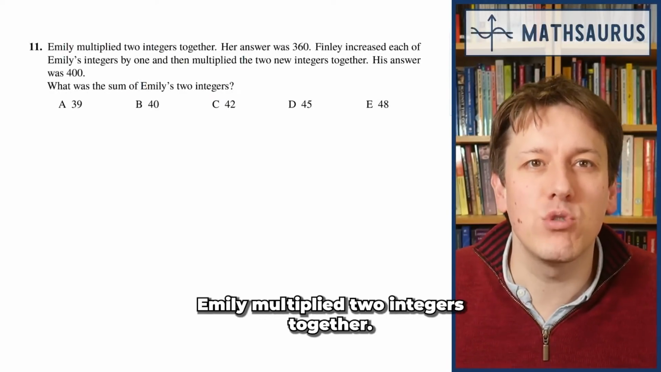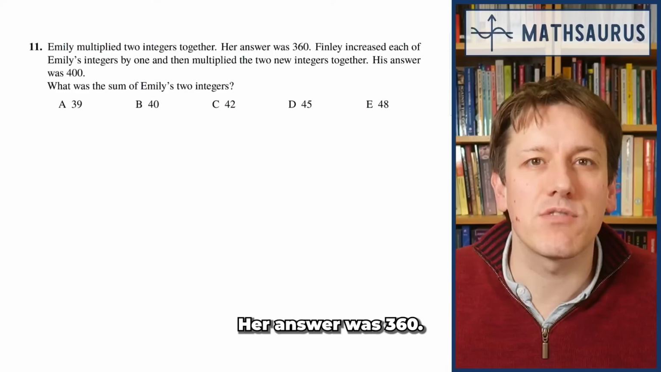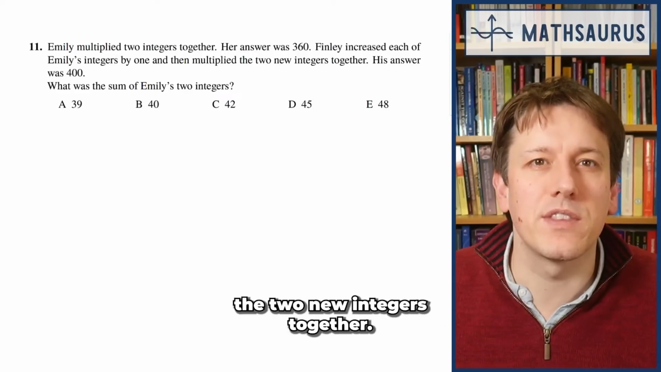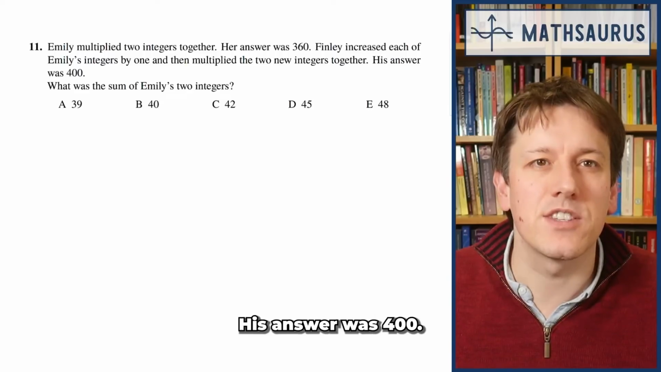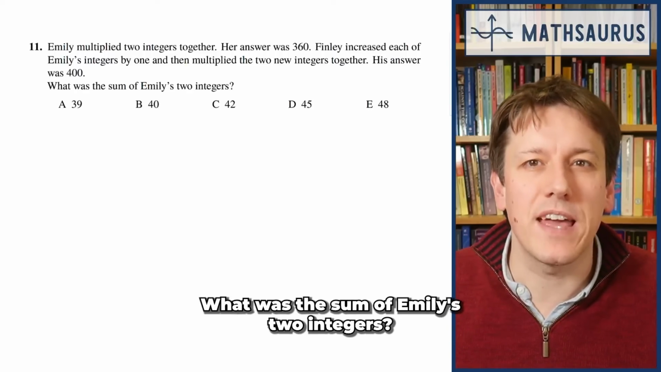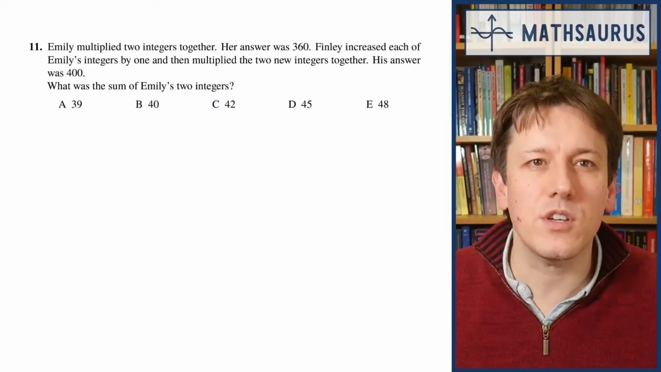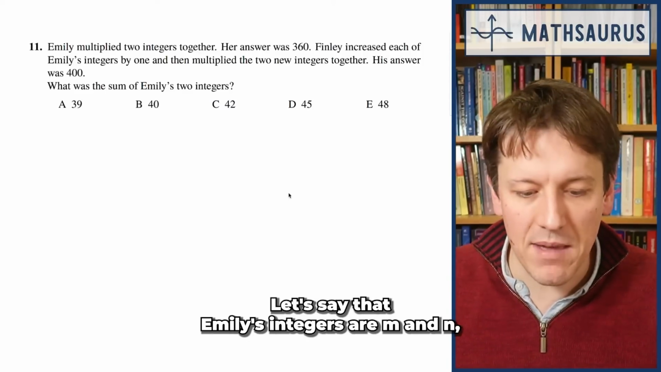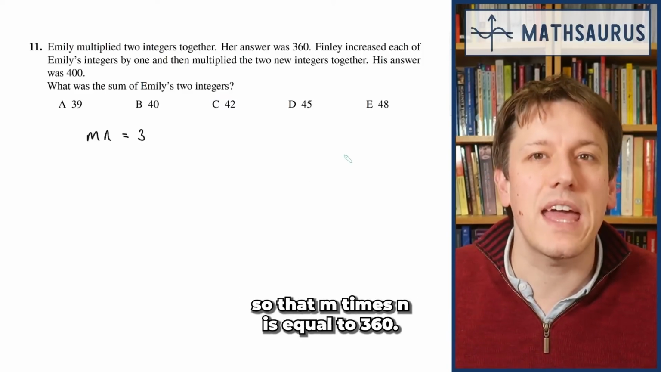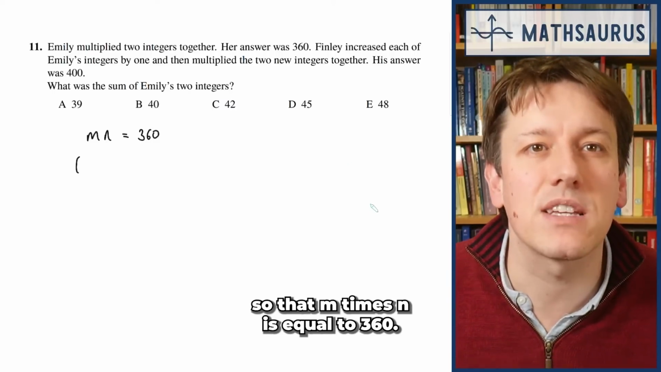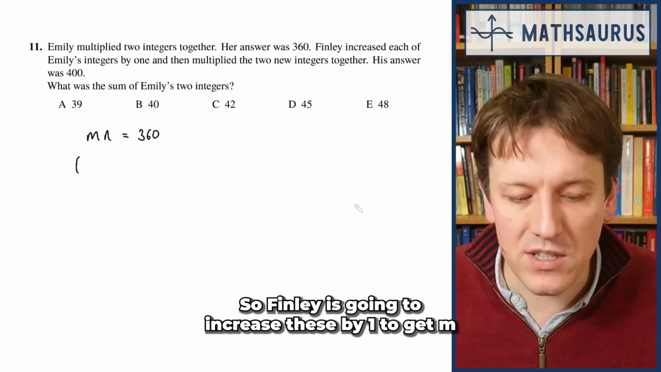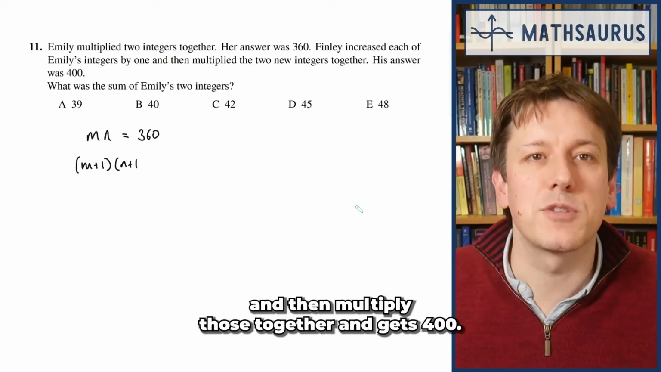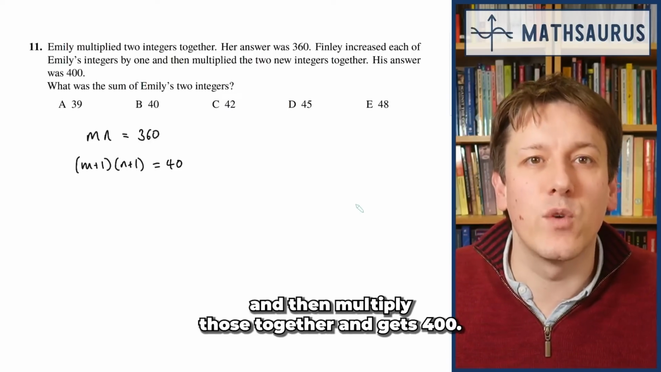Emily multiplied 2 integers together. Her answer was 360. Finlay increased each of Emily's integers by 1 and then multiplied the 2 new integers together. His answer was 400. What was the sum of Emily's 2 integers? So let's write this down with algebra then. Let's say that Emily's integers are m and n, so that m times n is equal to 360. So Finlay is going to increase these by 1 to get m plus 1 and n plus 1, and then multiply those together and gets 400.